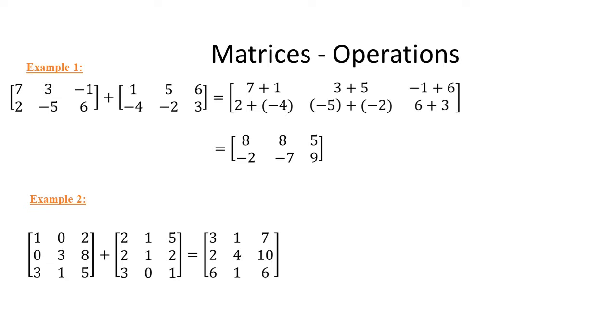So the order of this matrix is 3 cross 3. So it is exactly the same order as the given matrices. So this is how we add two matrices, and we get a single matrix as the answer.